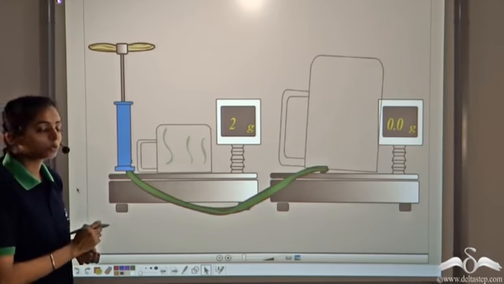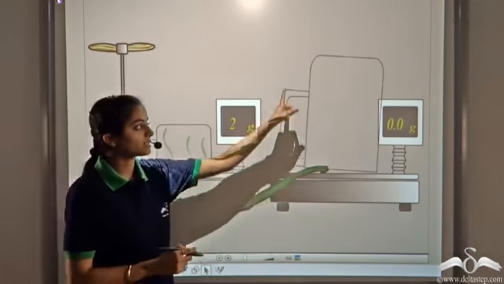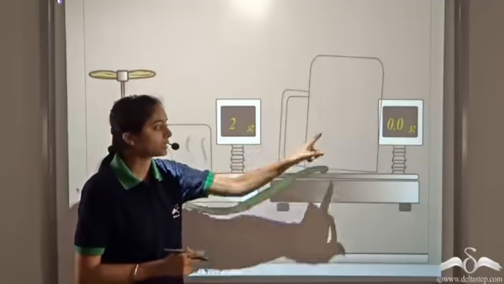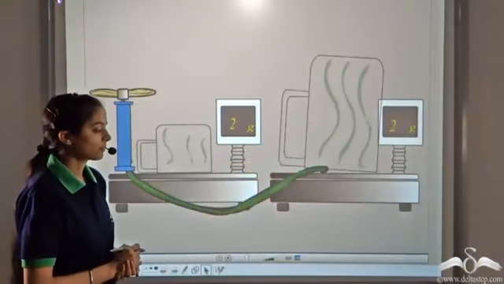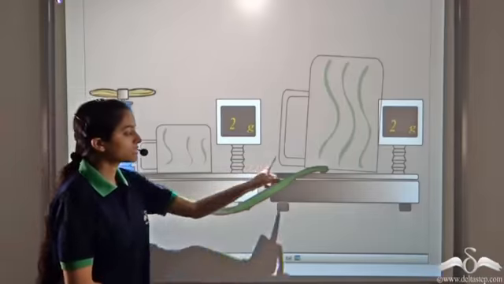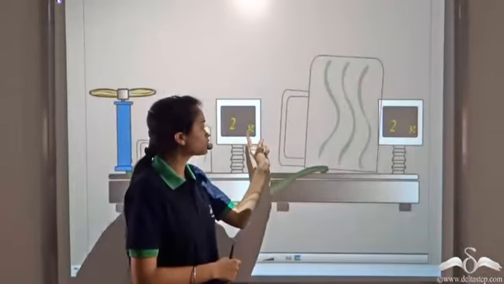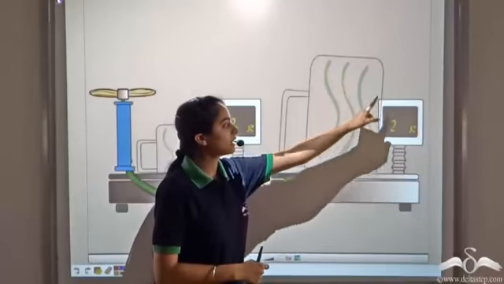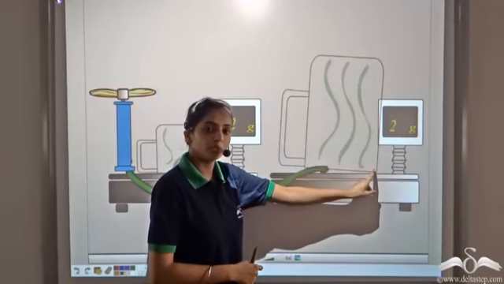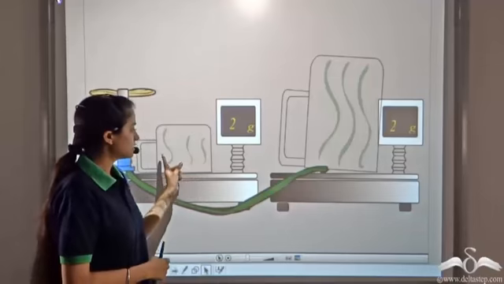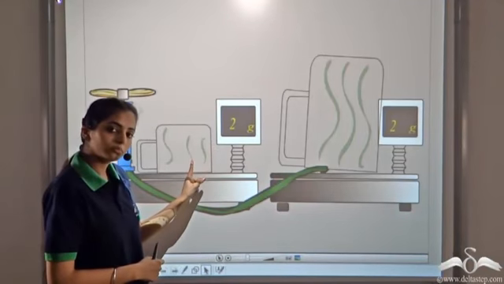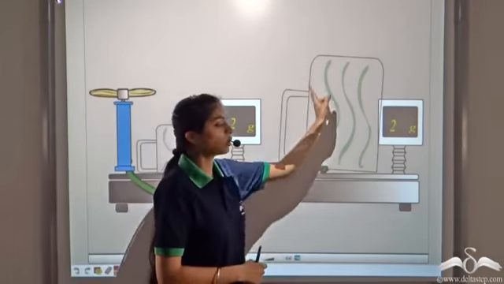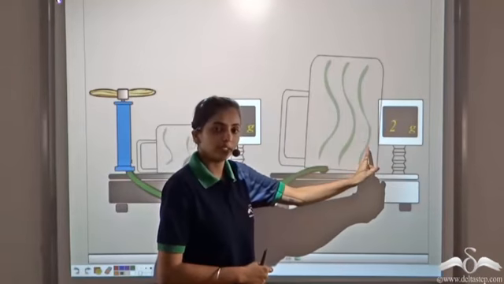Now, if the same amount of gas is released in the bigger container, you observe that the amount of gas, which is the same, that is 2 grams, occupies the entire volume which is available to it. So in the first case, the gas occupies the smaller volume. In the second case, it occupies the volume of the bigger container.